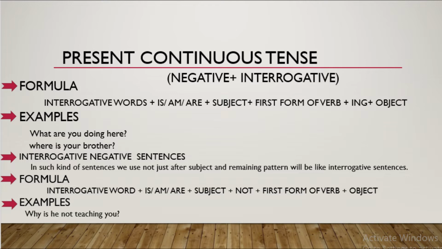Where is your brother? Interrogative negative sentences. In such kind of sentences we use not just after subject, and remaining pattern will be like interrogative sentences. Formula: interrogative word plus is / am / are plus subject plus not plus first form of verb plus ing plus object. Examples: why is he not teaching you?